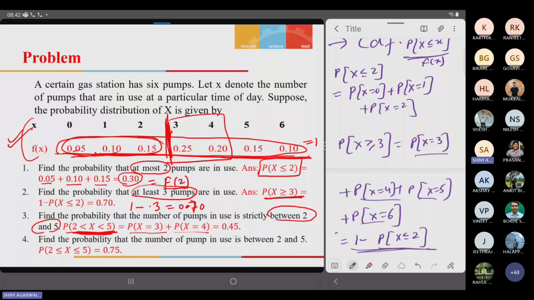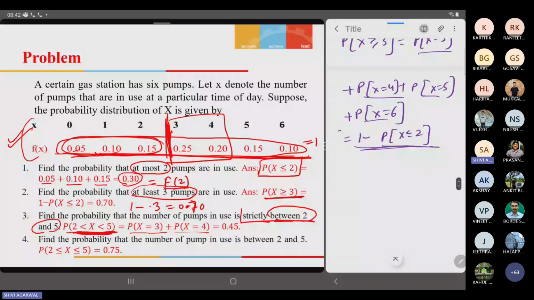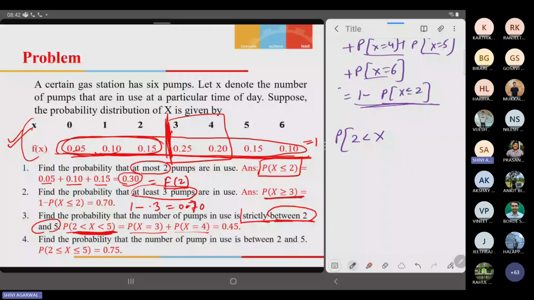The fourth part, then find the probability that the number of pumps in use between 2 and 5. So that is the difference here. They are saying strictly between 2 and 5. So we are not using the equality sign. So here we have to consider the equality sign and not equality sign. So it is 2 less than x is less than 5. So that is the probability when x is equal to 3 and x is equal to 4. But in the next one is the probability when 2 is less than x is less than or equal to 5. Okay. So it is not strictly mentioned.